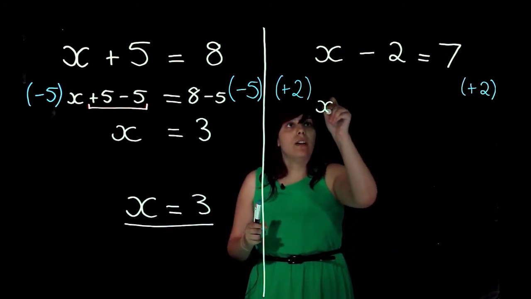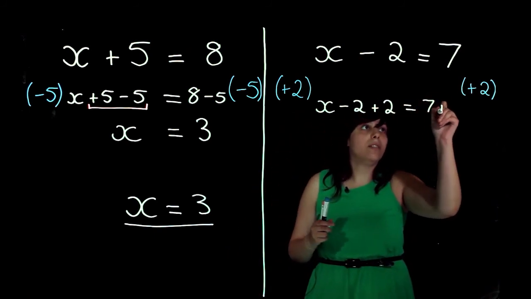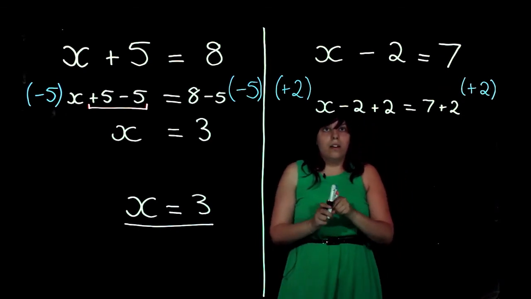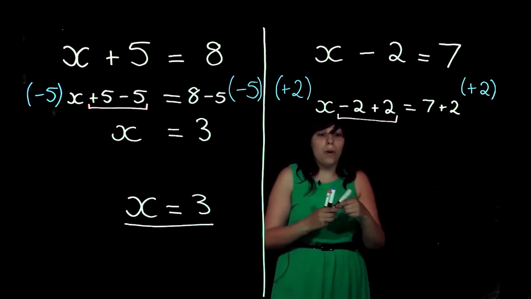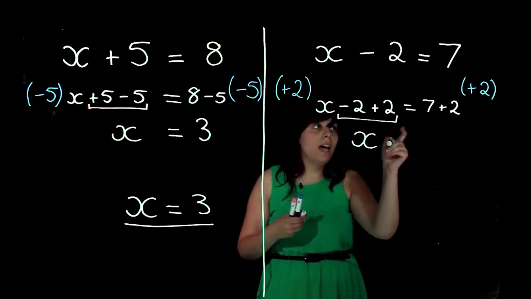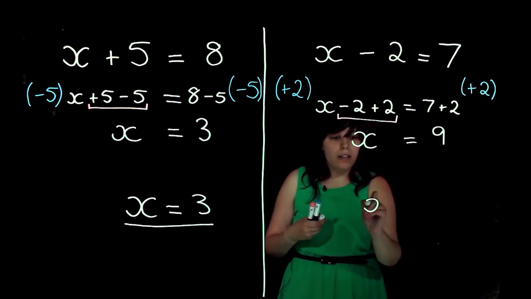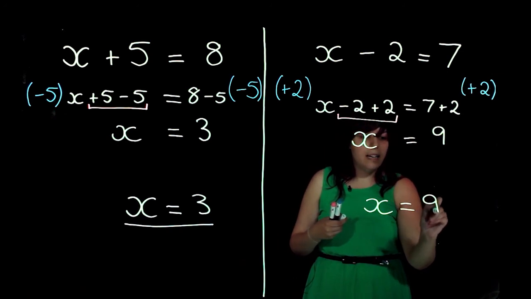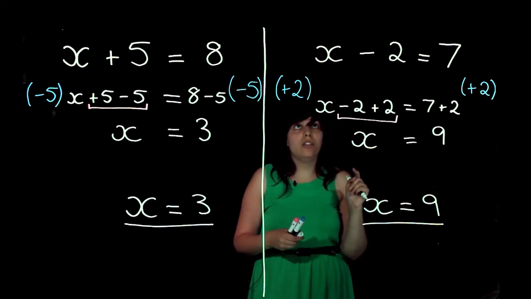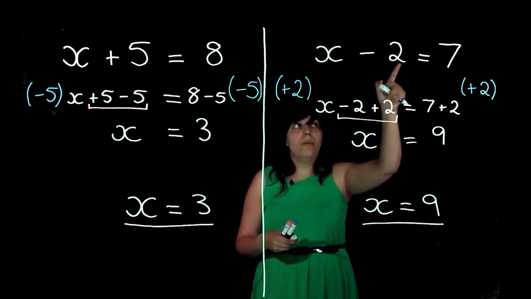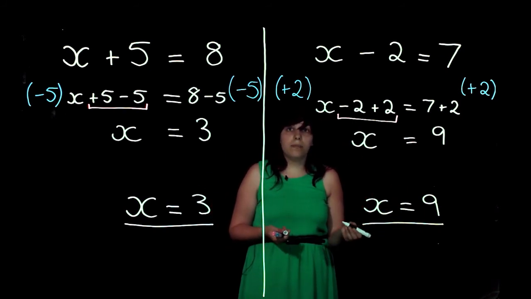So now I've got on this side x minus 2 plus 2. And on this side, I've got 7 plus 2. If we look at this, we know that minus 2 add 2 is 0. So I'm just left with x on this side. And on this side, 7 plus 2 is 9. So that means that my solution is x equals 9. And again, if I put that x equals 9 into my original equation, I get 9 take away 2, which is 7. So there I have solved 2 different linear equations.